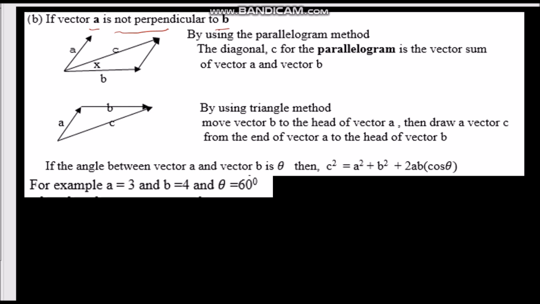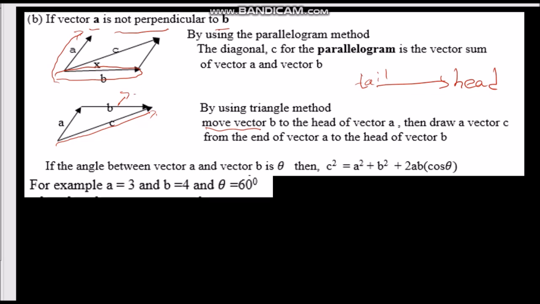That means, for this vector, we have the head and the tail. So move vector B. Vector B, this one, is moved to what? The head of vector A. That means this already goes to the head of vector A. Then we have this figure and we have the resultant vector C. So vector B is moved to the head of vector A.